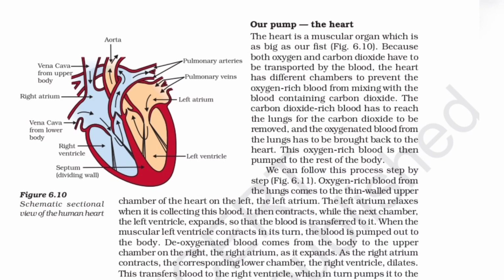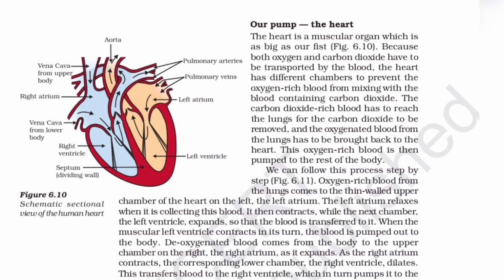The carbon dioxide-rich blood has to reach the lungs for the carbon dioxide to be removed, and the oxygenated blood from the lungs has to be brought back to the heart. This oxygen-rich blood is then pumped to the rest of the body. We can follow this process step by step, figure 5.11. Oxygen-rich blood from the lungs comes to the thin-walled upper chamber of the heart, the left atrium. The left atrium relaxes when it is collecting this blood.